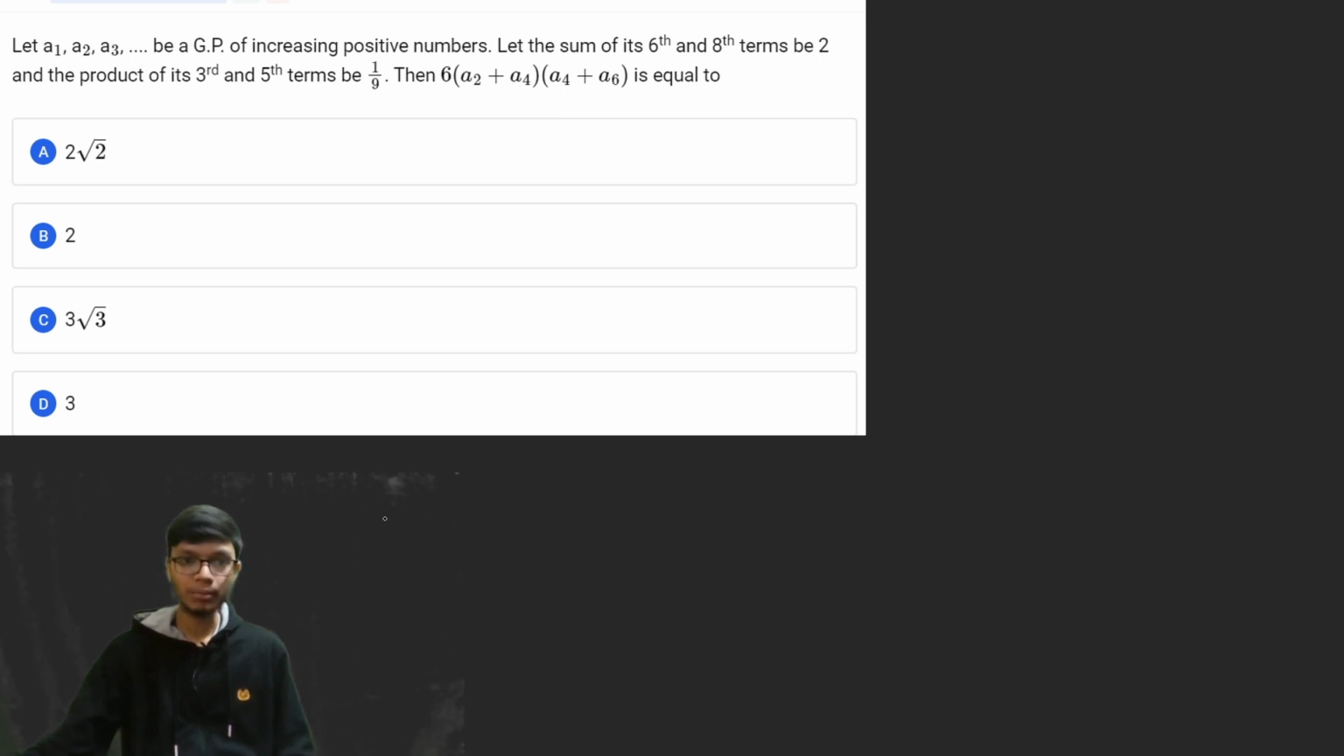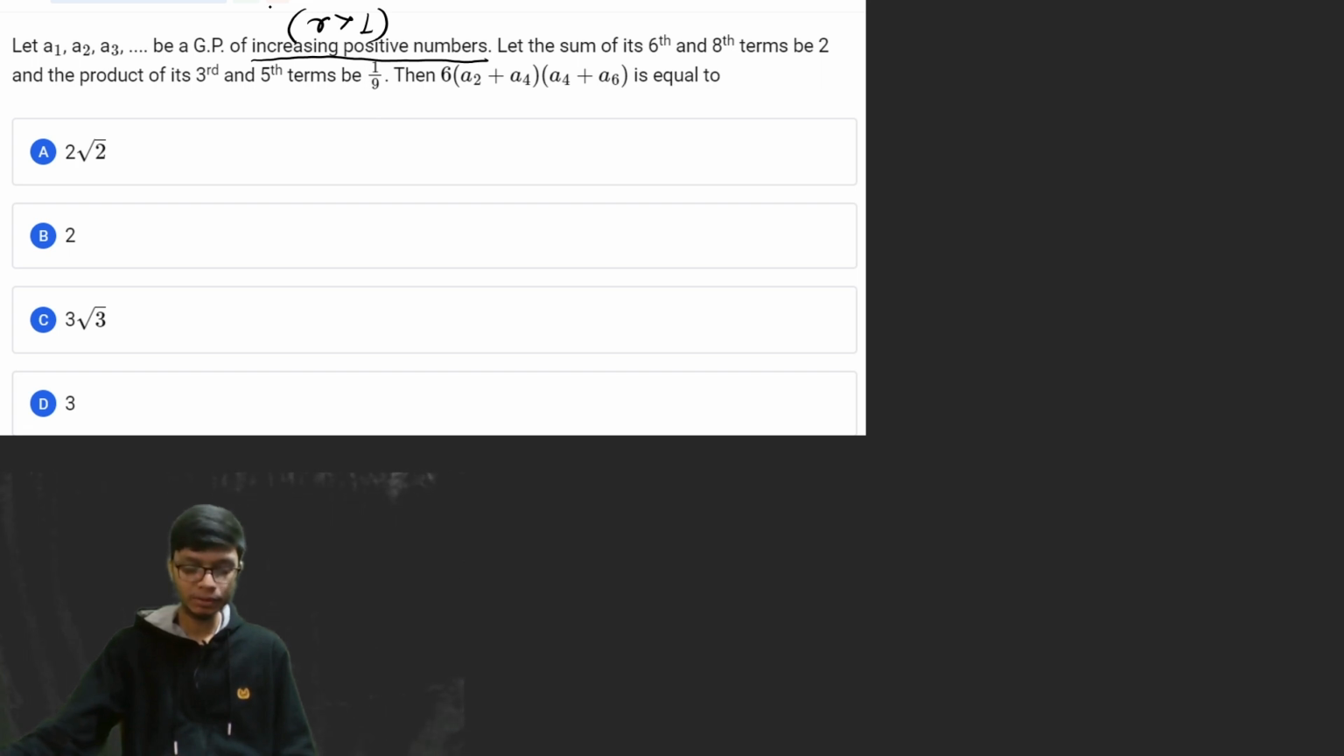Next problem is again a problem of a GP. Okay, so if you look at this GP problem, it is saying that let A1, A2, A3 be all in GP of increasing positive numbers. So that means basically a GP whose common ratio is greater than 1. So it is said that the sum of its sixth and the eighth term is 2 and the product of its third and the fifth term is equal to 1 by 9.